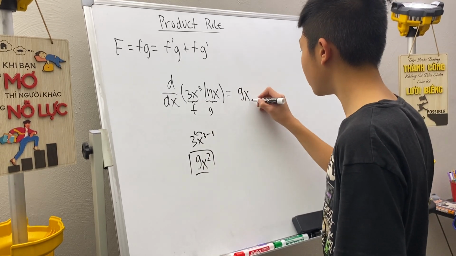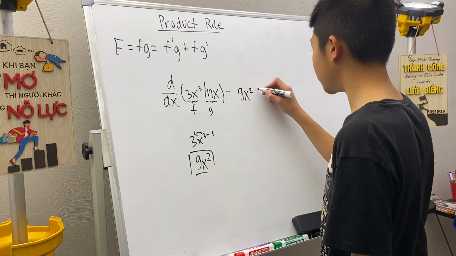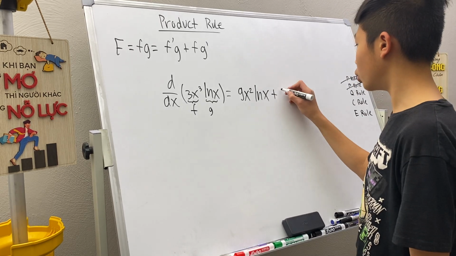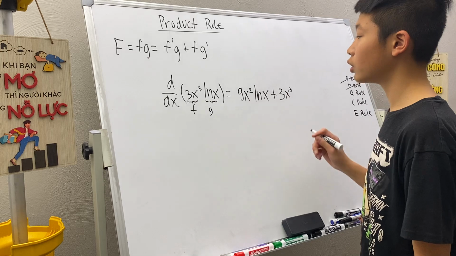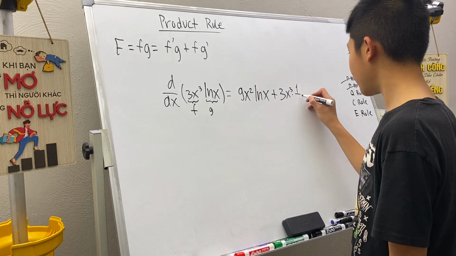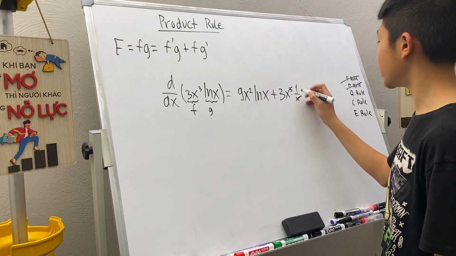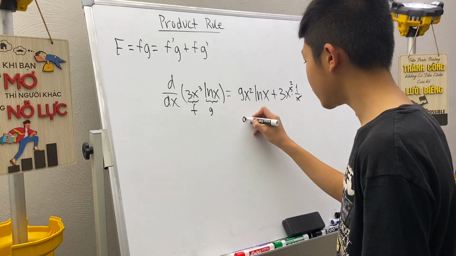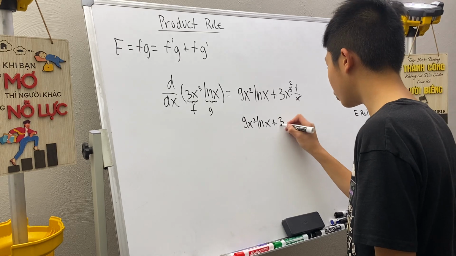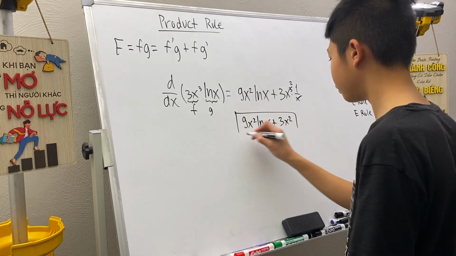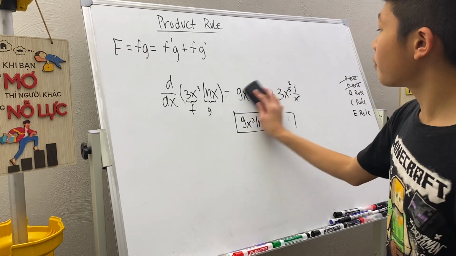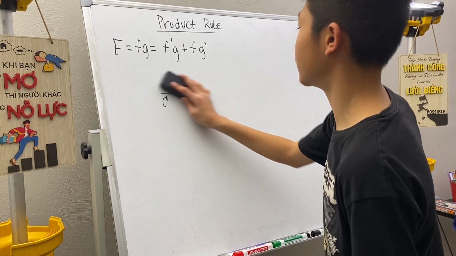So you get 9x squared times g, which is natural log of x, plus f, which is 3x cubed, times g prime, which is 1 over x. And this cancels to a 2. So the final answer is 9x squared times natural log of x plus 3x squared, and we are done. That's it. Okay. I think we understand a little bit here.